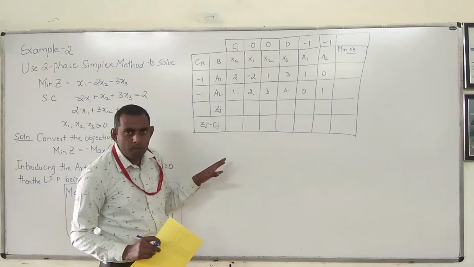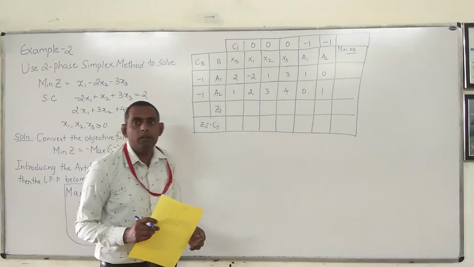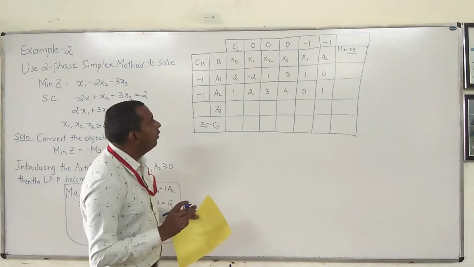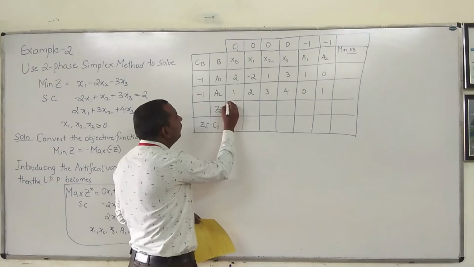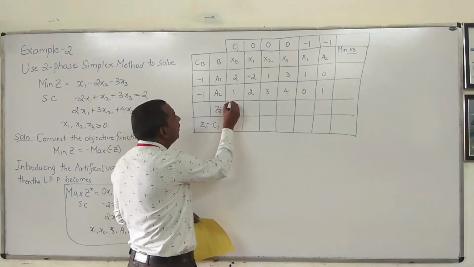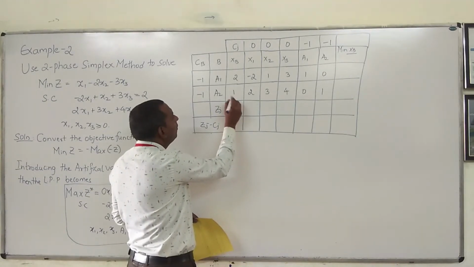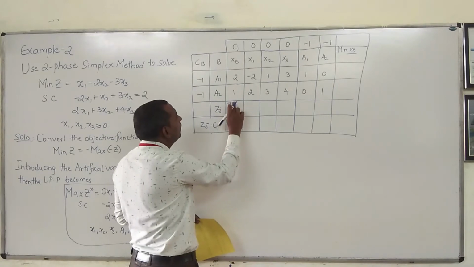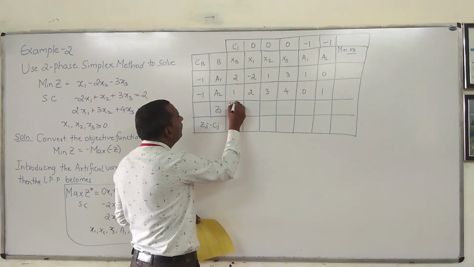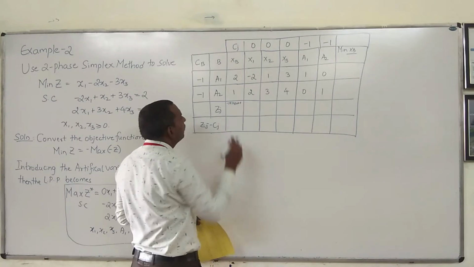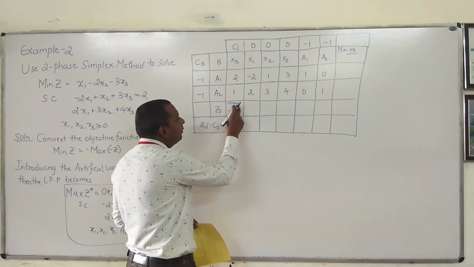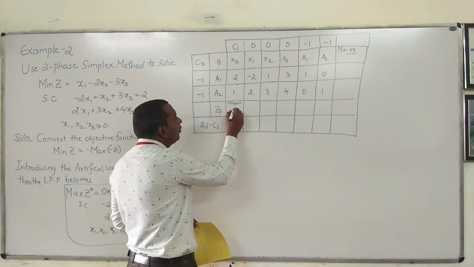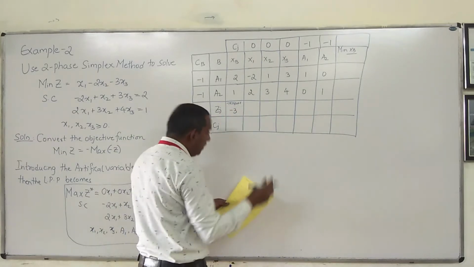The second part of this problem: we are supposed to calculate the value of Zj. How do we find the value of Zj? Minus 1 into 1 plus 2 into minus 1, that is minus 1 and minus 2. Minus 1 minus 2 is minus 3.